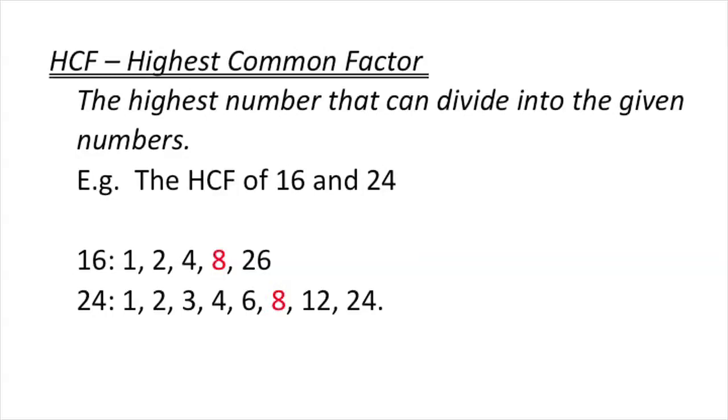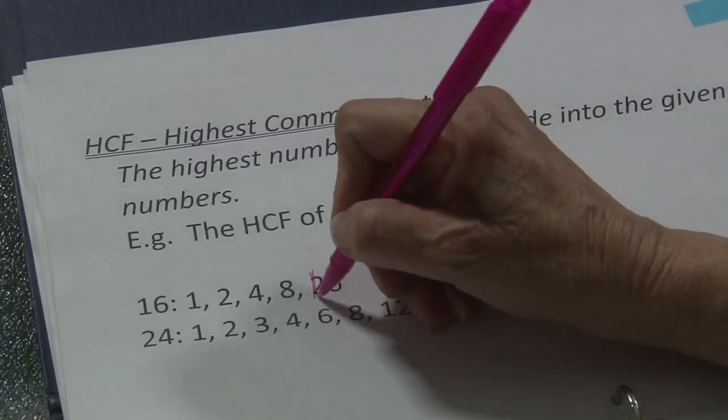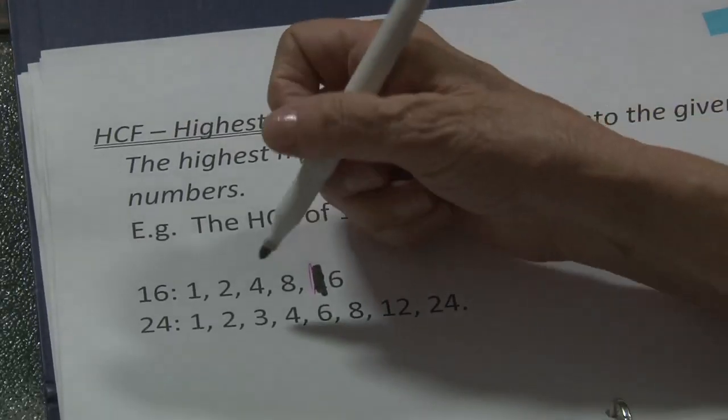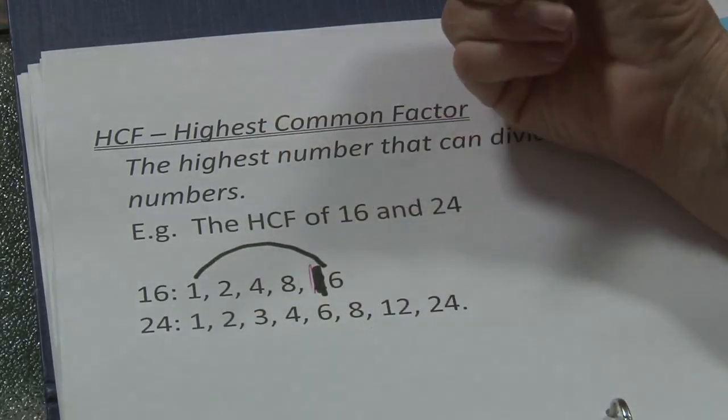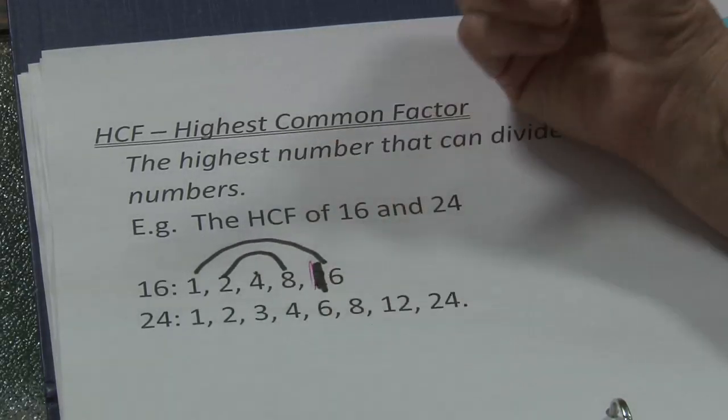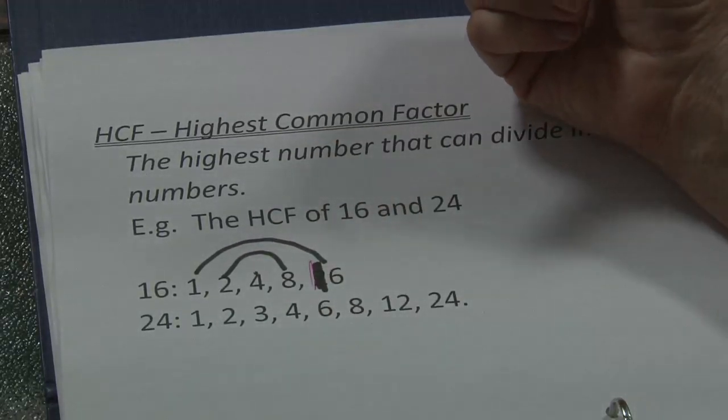For example, the highest common factor for 16 and 24, this should be 16, not 26. This one is 16. So 1 times 16 gives me 16, 2 times 8 gives me 16, and 4 times 4 gives me 16.